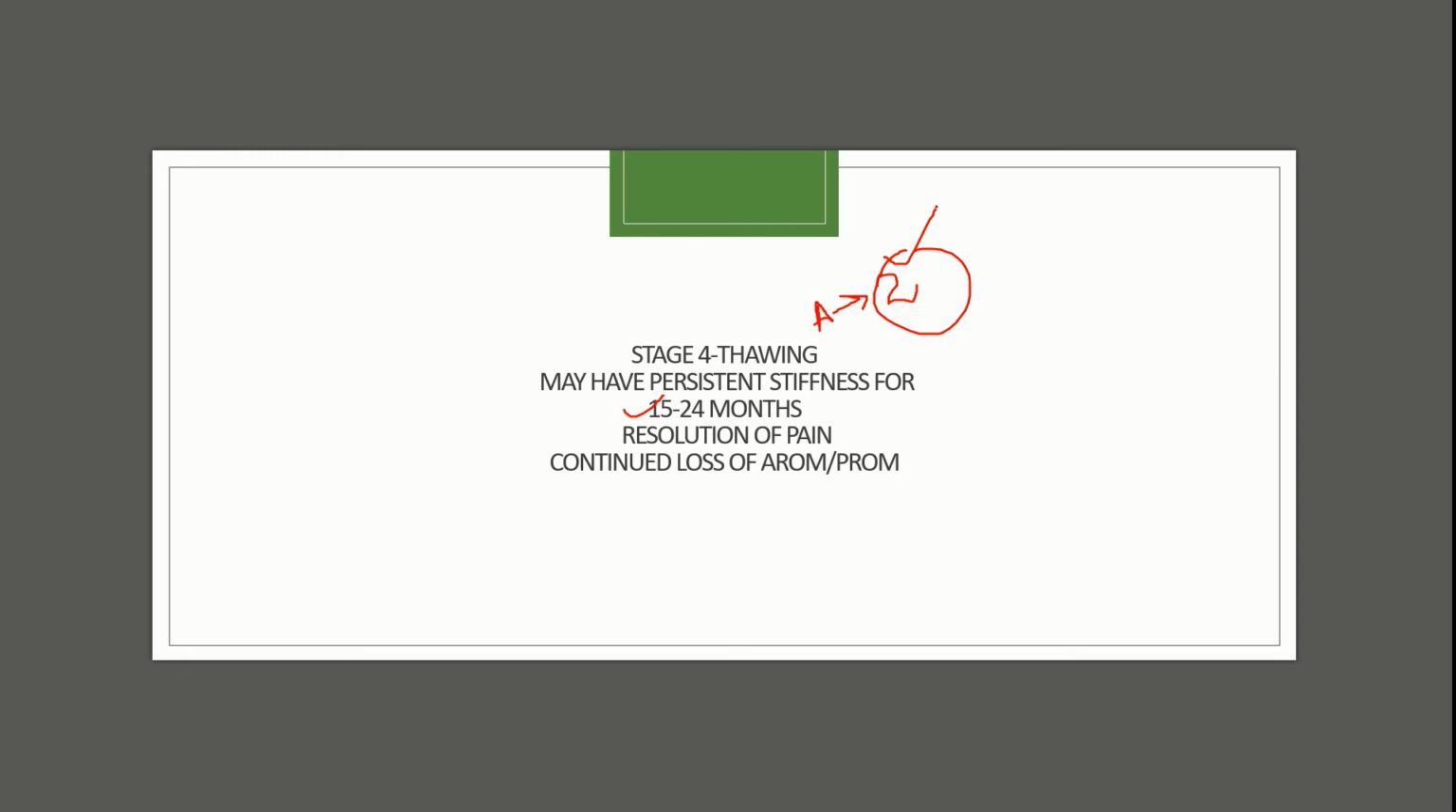All right. So the treatment of this disease is also very important. In stage 4, there will be stiffness for 15 to 24 months, and there is resolution of pain. The patient does not complain much of pain, so there won't be any pain which disturbs the night sleep of the patient. But there is going to be continued loss of active and passive range of motion. Both will be limited in the shoulder till stage 4. So for 2 years, this pathology persists in a patient.